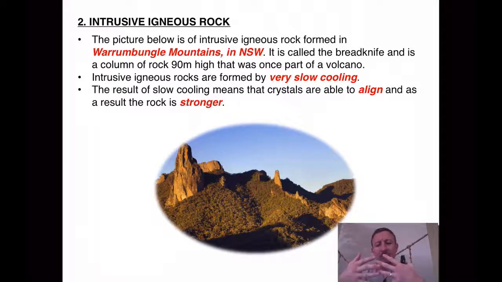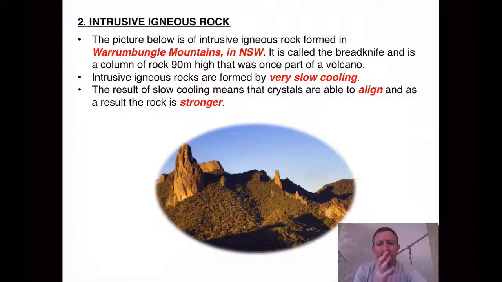And because they are able to align themselves, the result is they can become very hard. And as a result, intrusive rock tends to be a darn sight harder than any of the extrusive rock. And an example of this is the bread knife formations, which are formed in the Warrumbungle Mountains in New South Wales. And there's a photo below. And what you can see is you get these very hard rock sticking up amongst very soft rock.